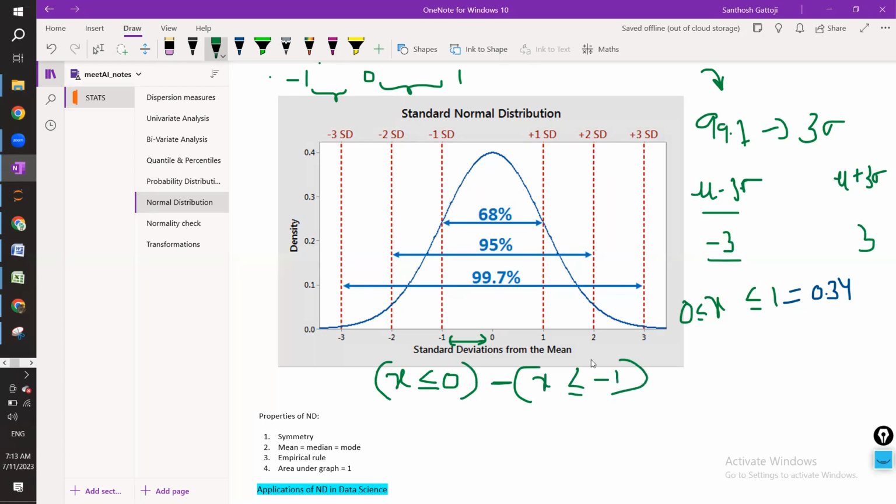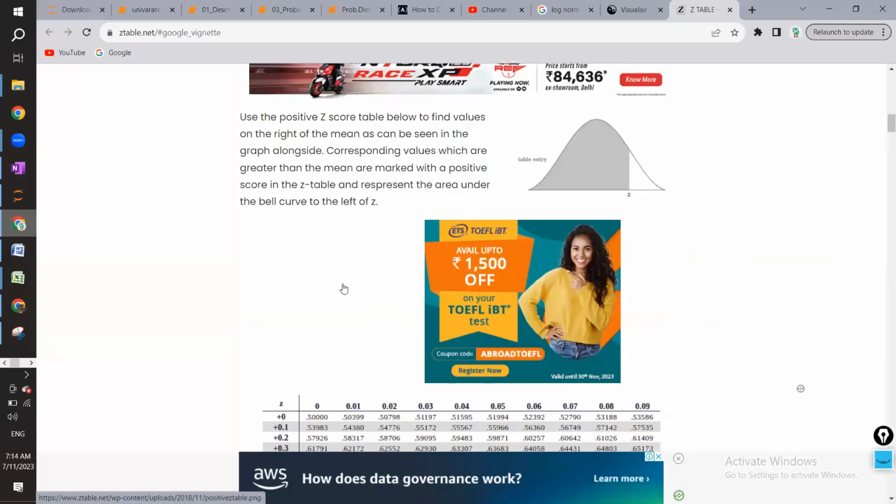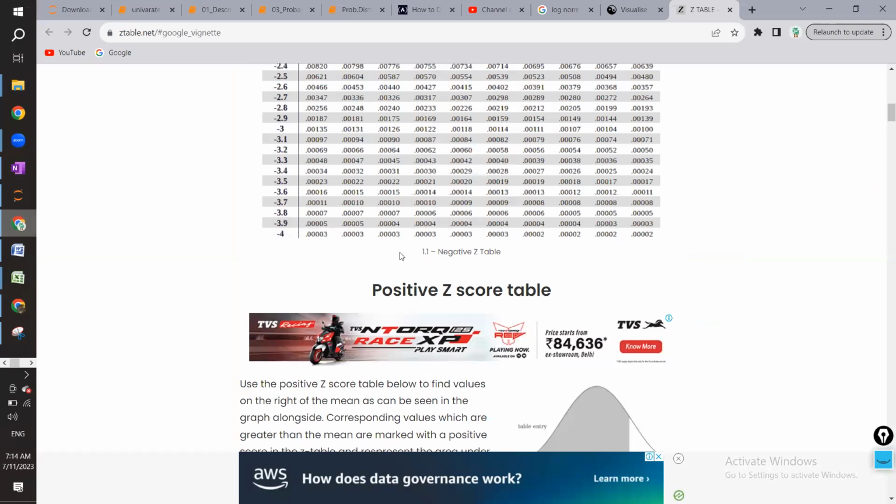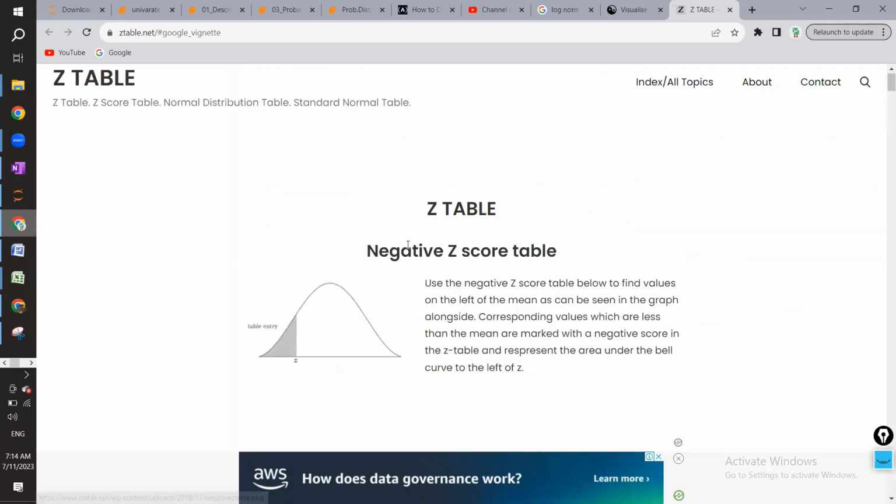Okay. This value will give what? This area, minus 1 to 0. Agree? But since we have this negative value, we need to go to the negative z-score, because here everything is positive only. You see, everything is positive because this is a positive z-score. So now we'll go to the negative z-score.